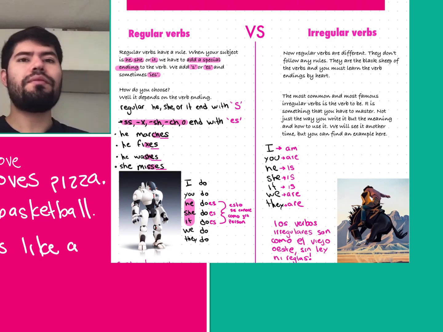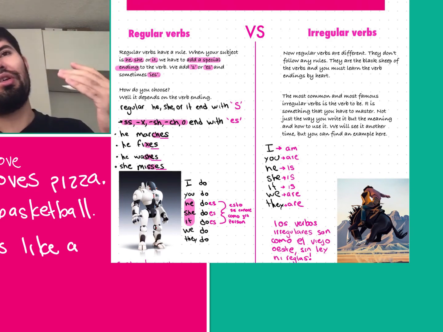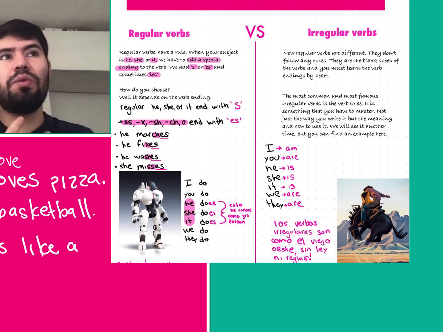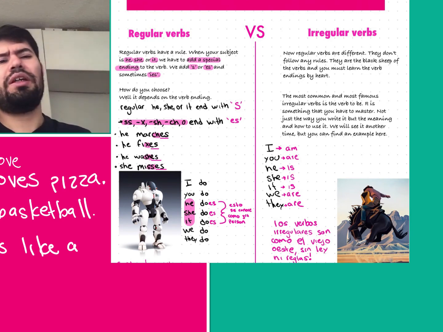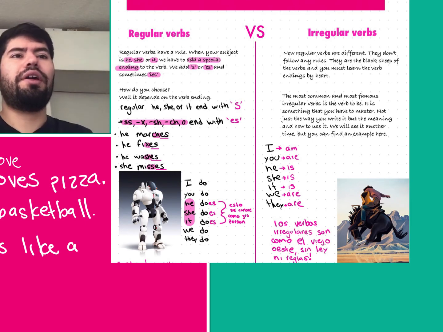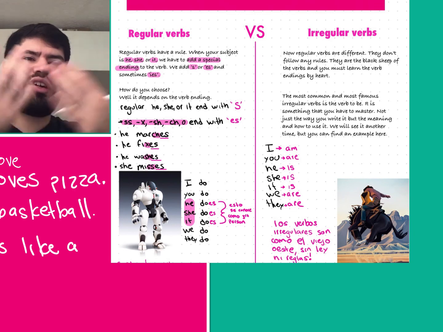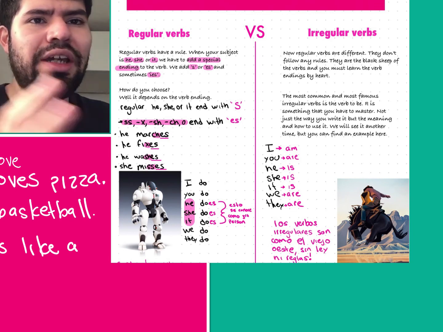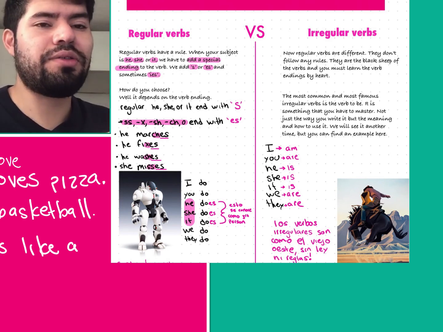Now, in Spanish, there is a difference between tú y ustedes, but in English, there isn't. It's just you, and it's basically the same. There is no difference in you and the plural you. You just recognize it because of the context. So, that's pretty much it about regular versus irregular verbs, guys.